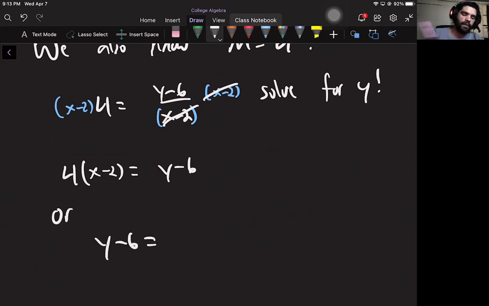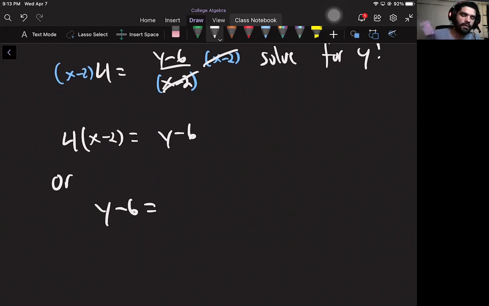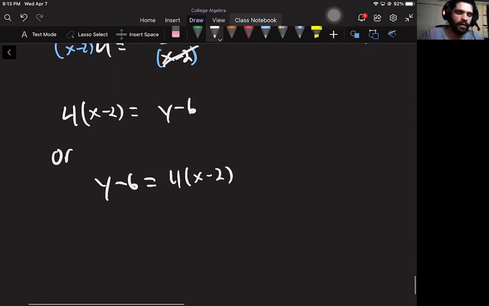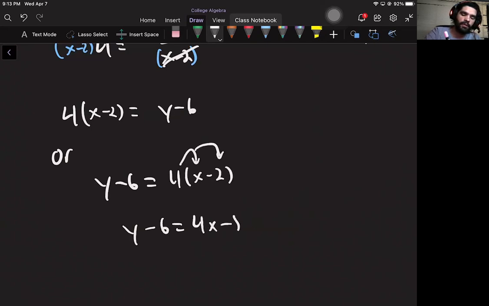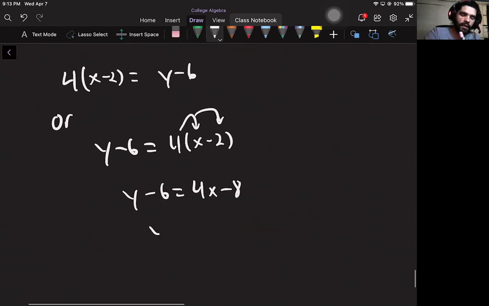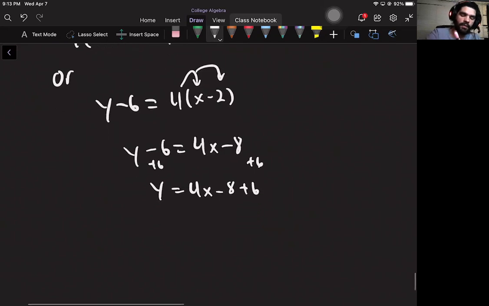We're going to switch it up. That's okay. You can switch sides on an equal sign as long as you keep everything exactly the same very carefully. And then to solve for y, I'm going to add the 6 over. But first I'm going to distribute this 4 because people like to do that. And then when I add the 6 over to both sides, I can now combine my -8 and my 6 to get -2.